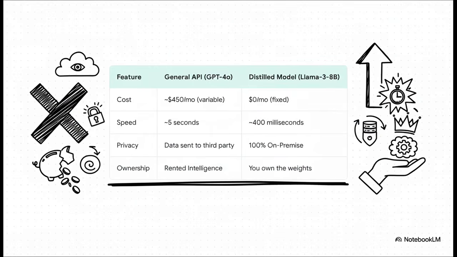For any kind of real-time application, this speed increase is an absolute game changer for your user experience. I mean, this slide right here, this is basically the mic drop moment. The cost plummets to zero, the speed improves by more than tenfold, your data stays 100% private on-premise, and most importantly, you go from just renting intelligence from somebody else to actually owning the model weights. You are in complete control.